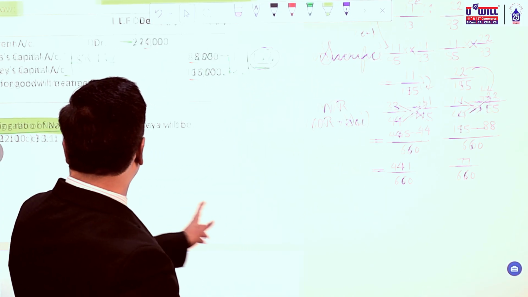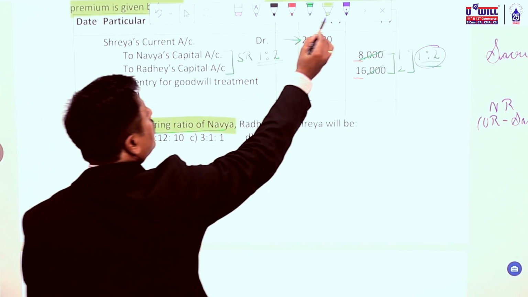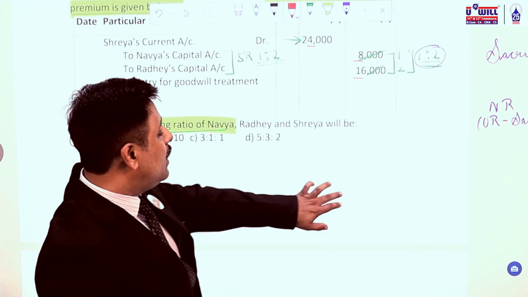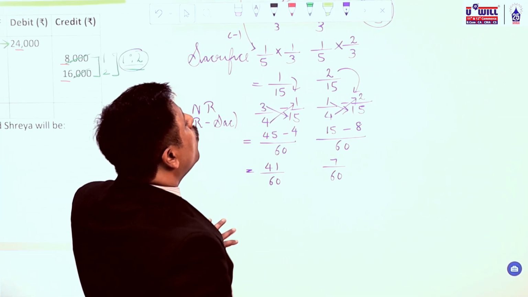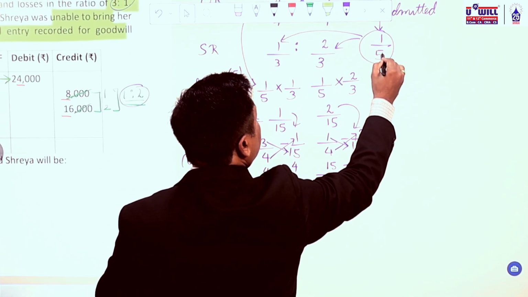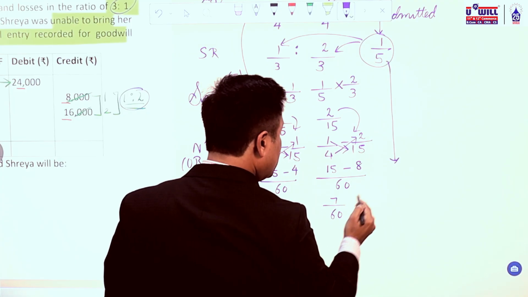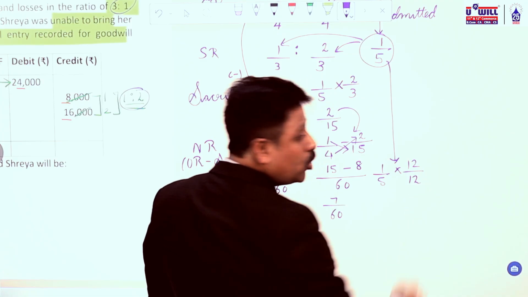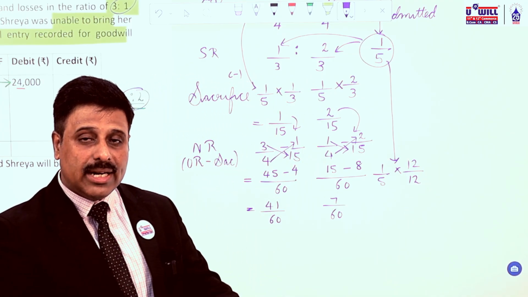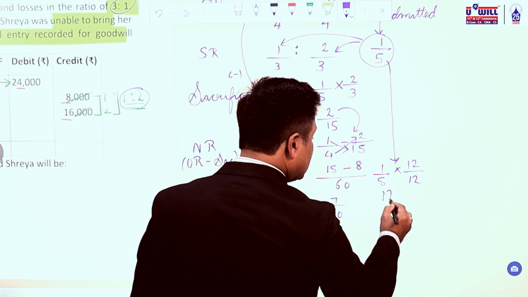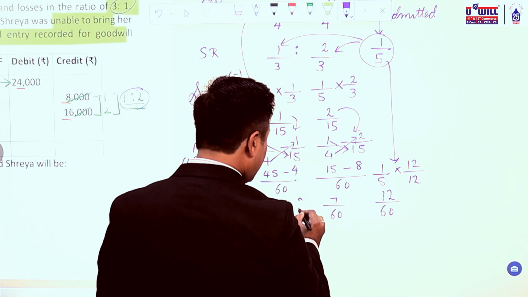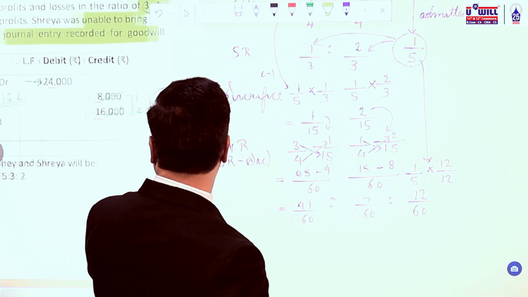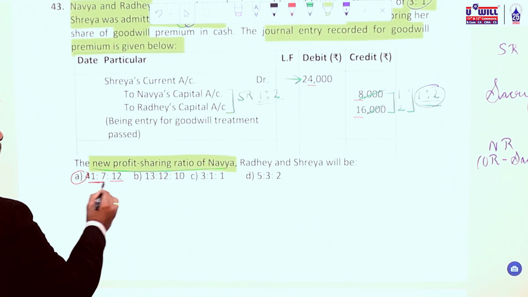Now once you get this 41 and 7, there itself we can conclude what would be the new ratio. 41 and 7 means 41 is to 7 is to 12, but still let us find it for the new partner. 1 by 5, how will you convert this 1 by 5 into denominator 60? Multiply by 12 by 12. To make the denominator 5 as 60, we'll have to multiply it by 12. So 12 by 60. What is the new ratio? 41 is to 7 is to 12. Even with 41 and 7 obtained, we can conclude that the answer is option A, 41, 7 and 12.